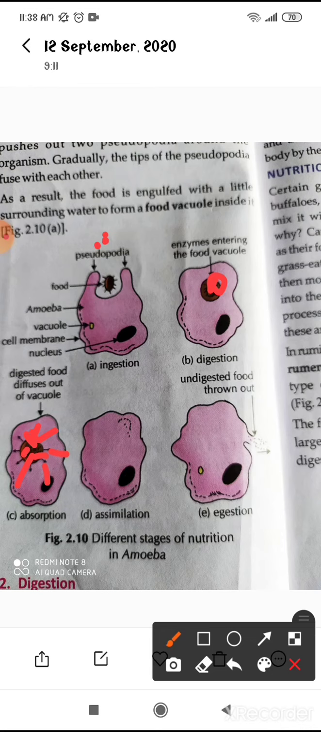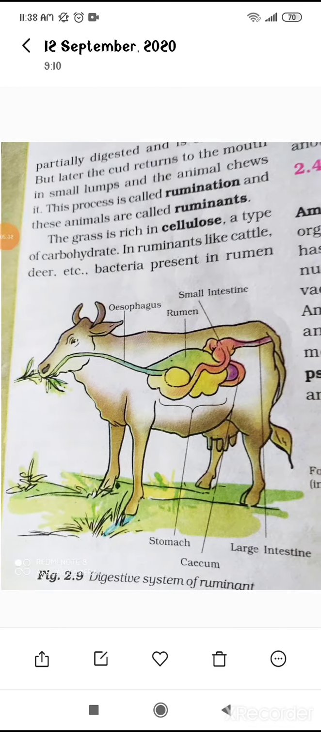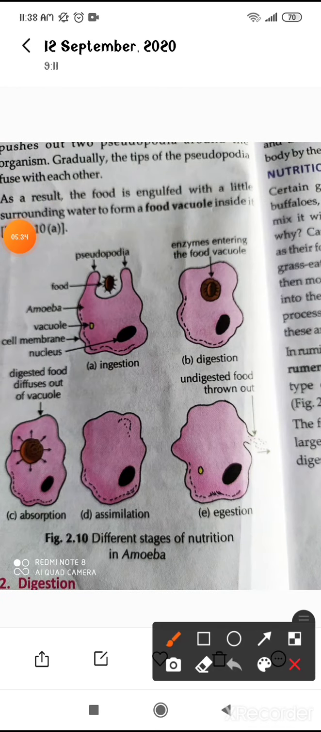And the 5th process, that is the egestion. How does the egestion take place? Egestion takes place, okay, the undigested food gets collected inside the vacuole, and after that the cell membrane ruptures at any place and the undigested food is just thrown outside from the body by the vacuole. That is the egestion.